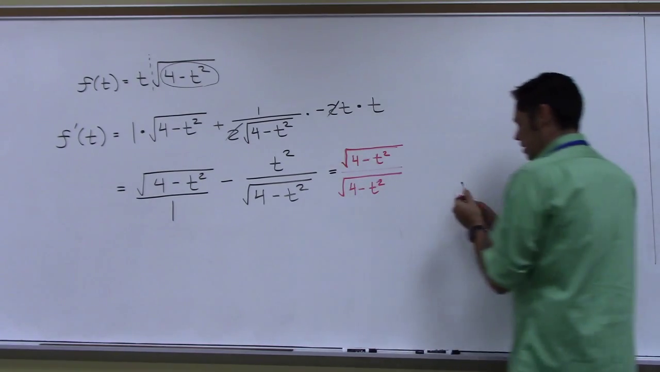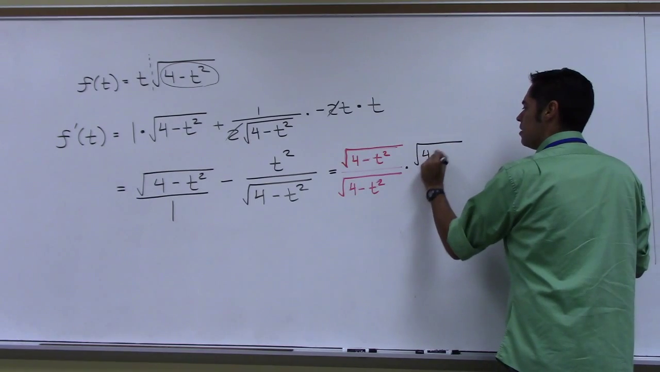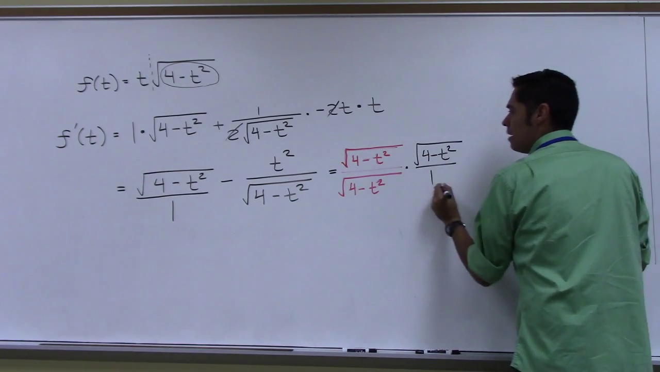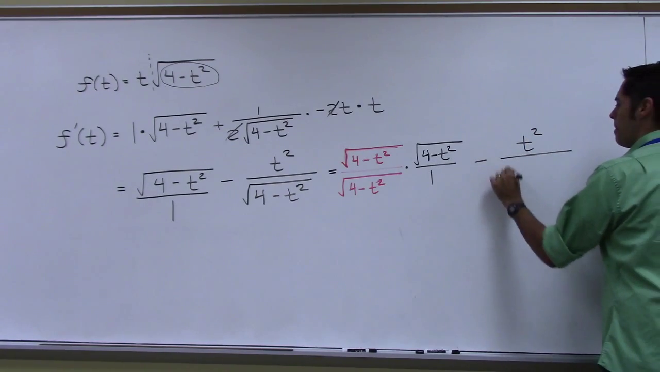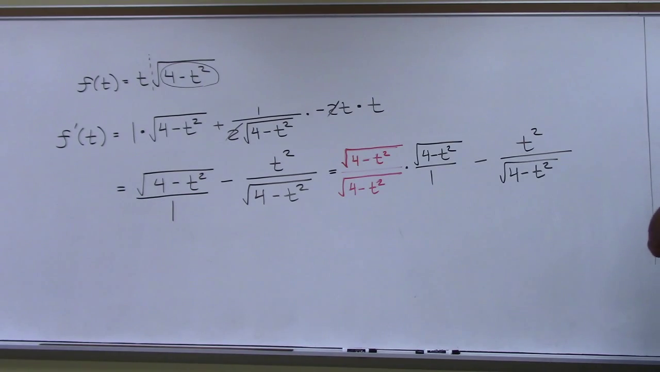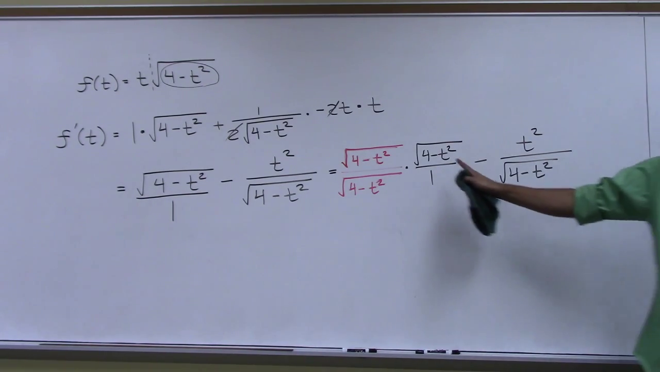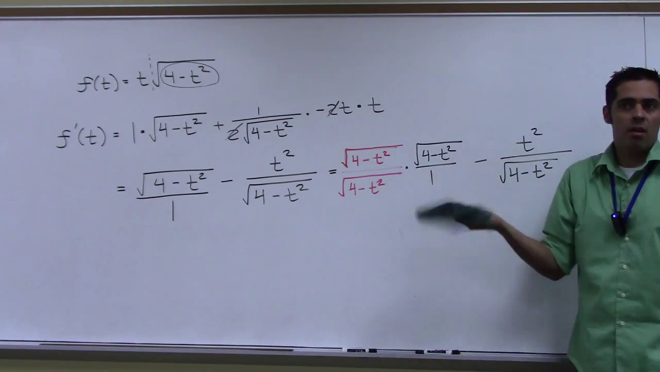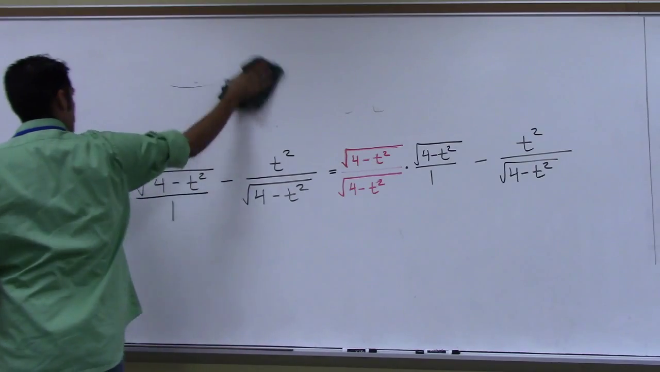So I'm introducing that on top and bottom. Now I still had the root 4 minus t squared over 1, and I'm not touching the other one. I'm just leaving this one. Now, something good happens there, doesn't it? On the top, these roots are basically going to come together. They go away. And so I should just get a 4 minus t squared on top.